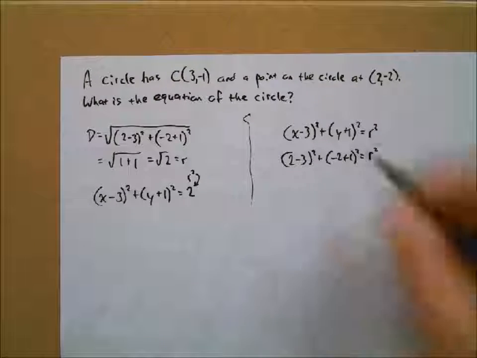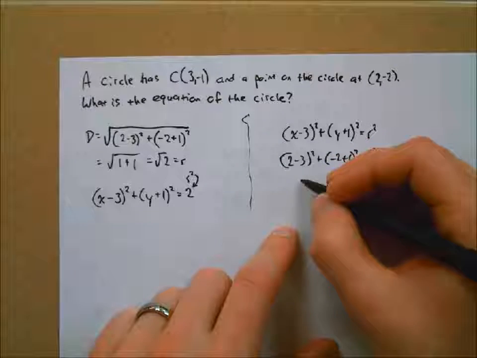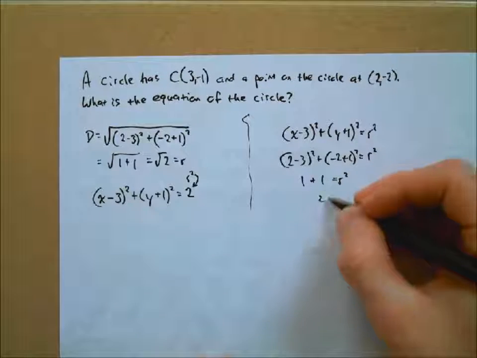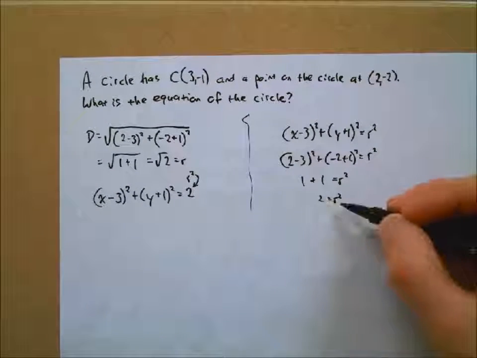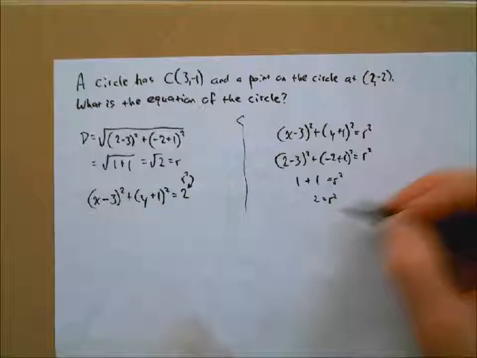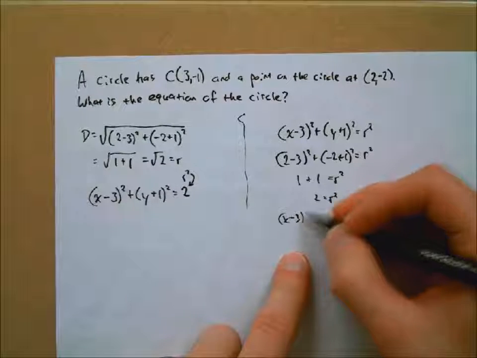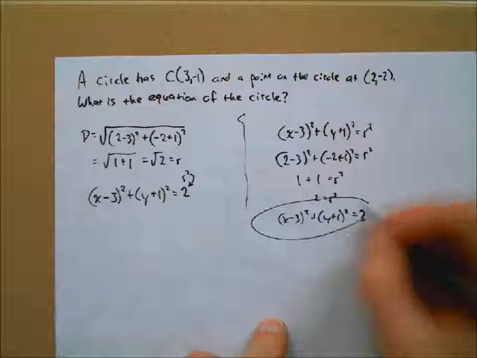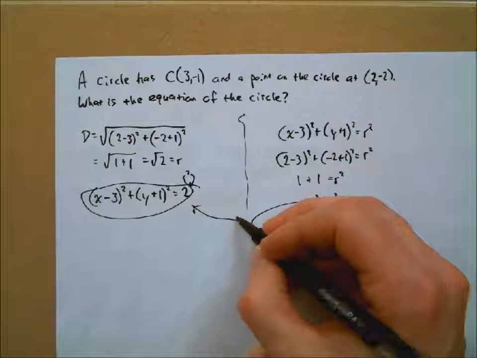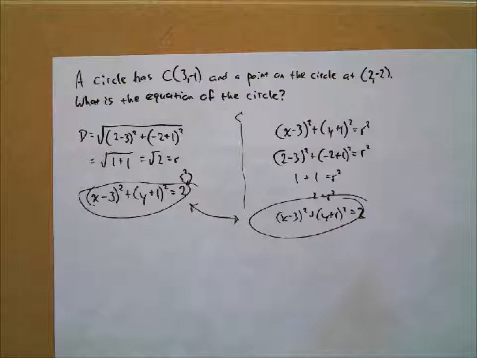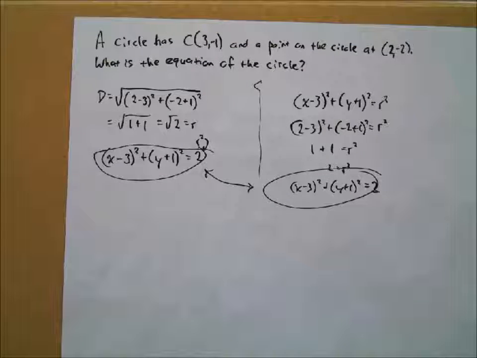So if we finish solving, 2 minus 3 is negative 1 squared is 1, negative 2 plus 1 is negative 1 squared is 1, equals r squared. So 2 is r squared. I don't need to square root both sides because what do I need to write the equation? I just need r squared. So I don't need to solve for r. I have r squared. I'm just going to plug it in up here. X minus 3 squared plus y plus 1 squared equals 2, just like we had over here. Okay, same. Not very good at circling. Questions on any of that? Too easy. Right?